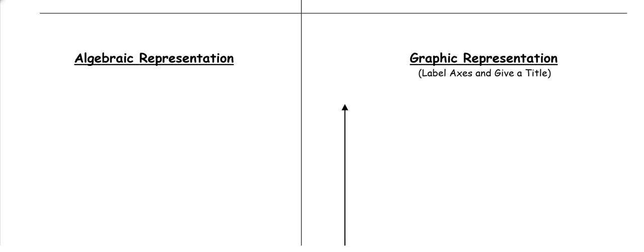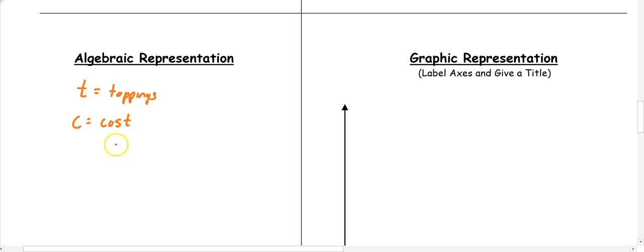So now we're going to complete our algebraic representation. So remember, we have two variables. We have T for toppings, and we have C for cost. So we're trying to find the cost. So cost equals the pizza cost $12 plus $2.50 per topping.